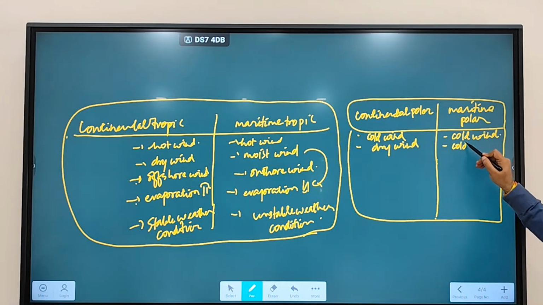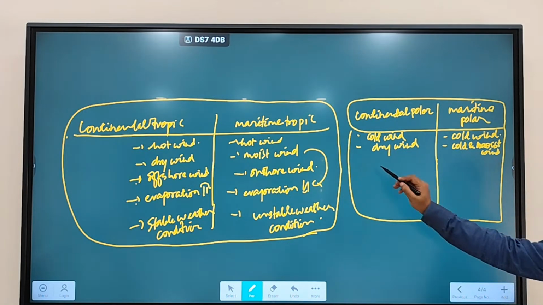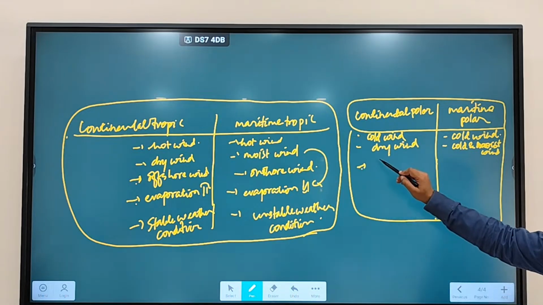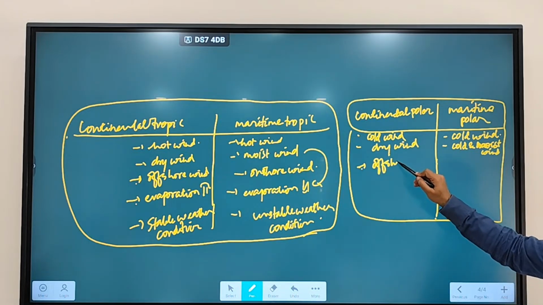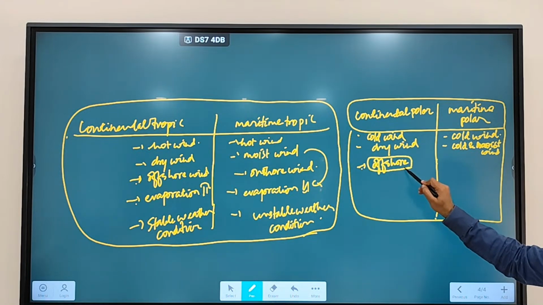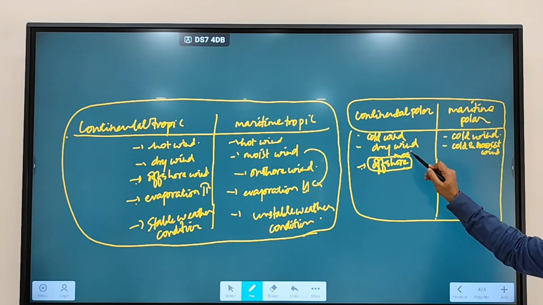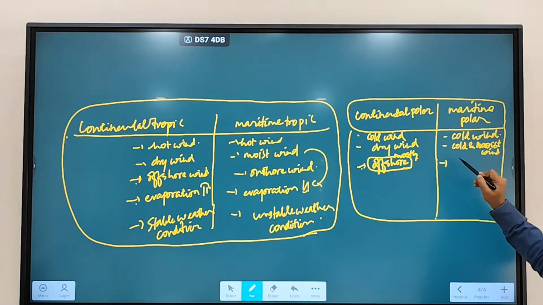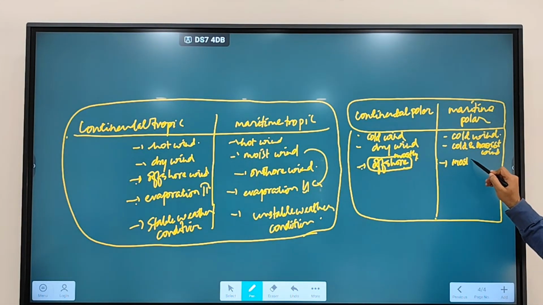It can be a cold and humid wind, or a cold and moist wind. Maritime polar is a cold and moist wind. Fine. So it is a moist wind, and continental polar is a dry wind. Continental polar is going to be mostly offshore. Maritime polar is going to be mostly onshore. Fine. Why are we writing mostly offshore?